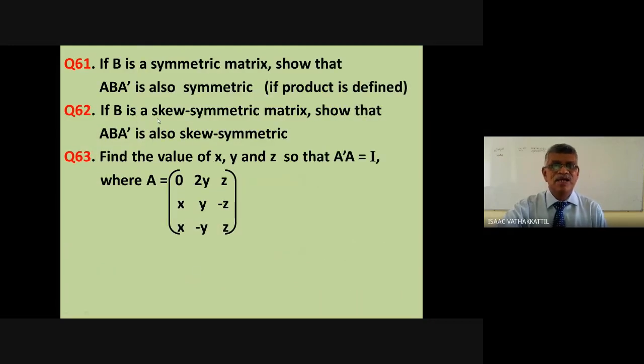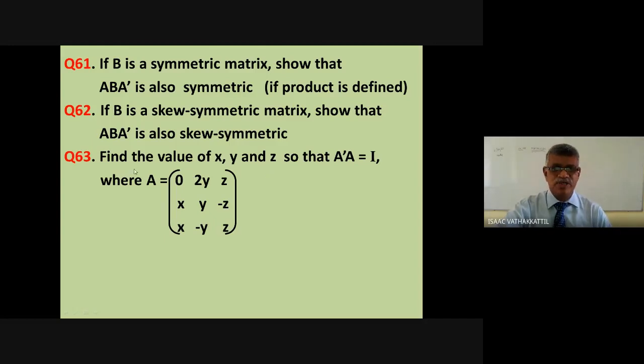More questions? B is a symmetric matrix. Show that AB A' is also symmetric, provided the product is defined. See, I am putting you to think, put your mind. If B is any symmetric matrix, no matter whatever is A, the only thing is that AB A' must be defined. If so, then AB A' is also symmetric. Further, if B is a skew symmetric matrix, show that AB A' is also skew symmetric. You must do it today itself. If you don't get, you report to me.